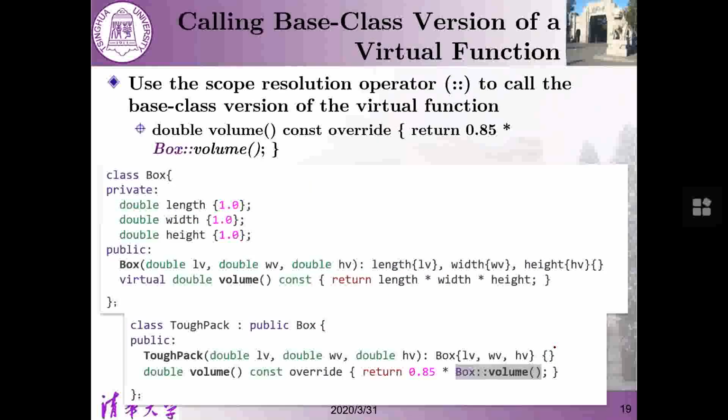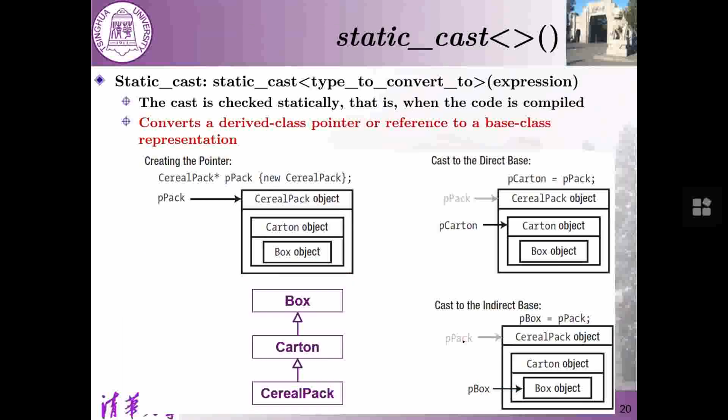This is typeid, and also calling the base class version of a virtual function. I think this is easy, not difficult to understand. In the base class, we have this volume virtual function, and in the derived class, if we want to use the base class version, we can use the scope operator, right? We already learned this right before.